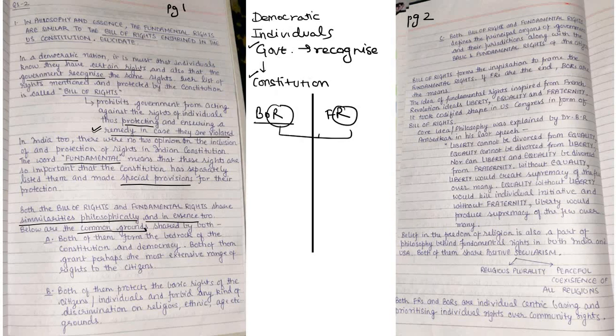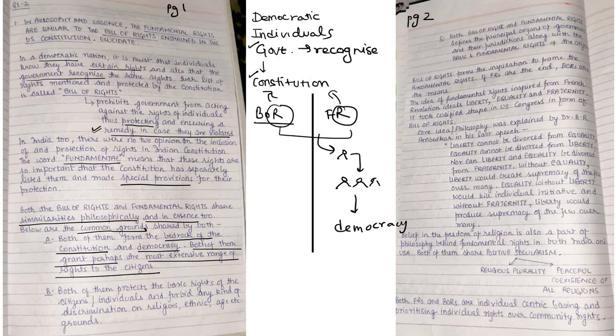These rights are given to the individual, protected by the government in a democracy. So the first common ground is that both of them form the bedrock of the constitution because they are mentioned in the constitution and democracy, and both of them grant perhaps the most extensive range of rights to the citizens. That is the common ground.